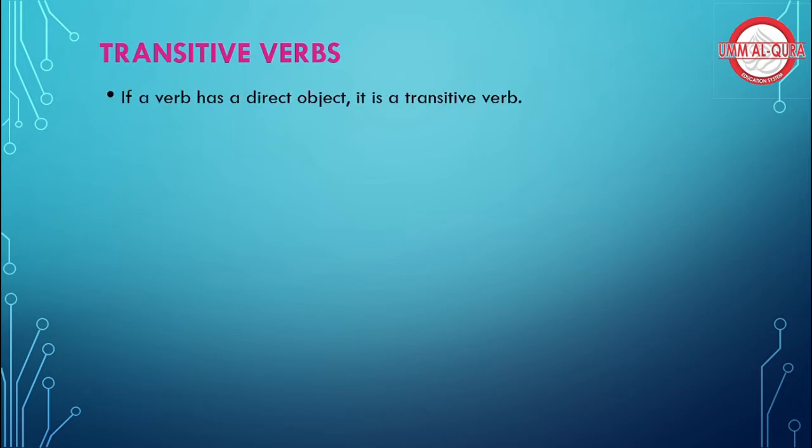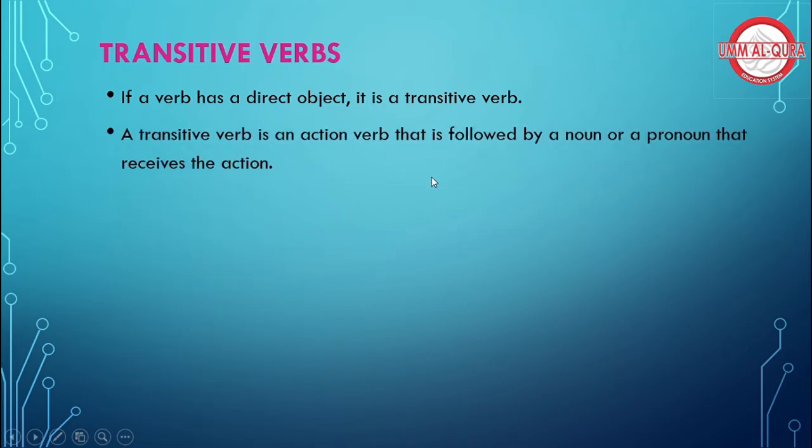If a verb has a direct object, it is a transitive verb. Very simple. A transitive verb is an action verb that is followed by a noun or a pronoun that receives the action. It means it is important for a verb to be transitive if there is a receiver of that particular action or verb. Okay?